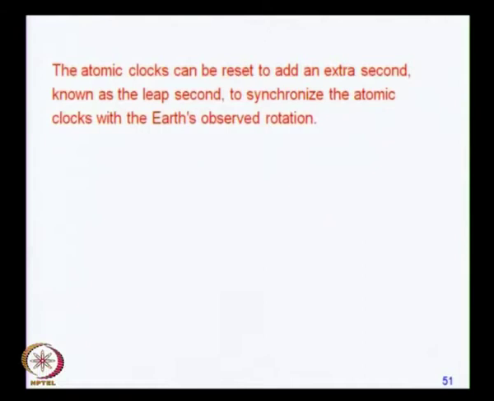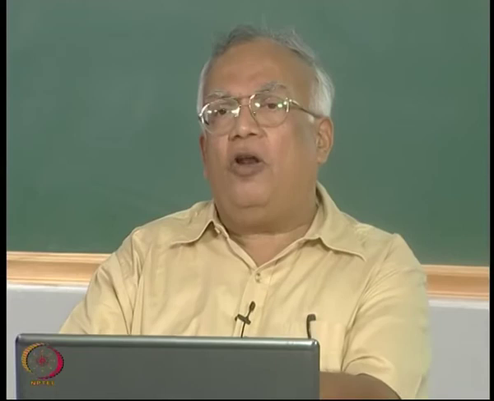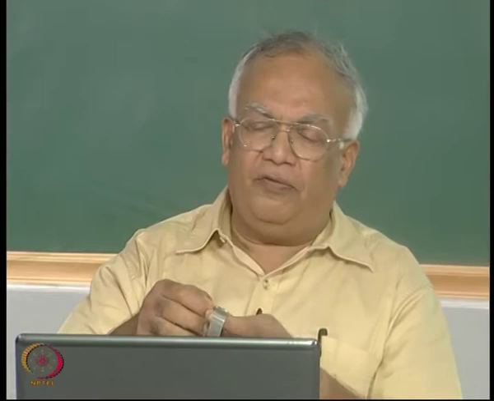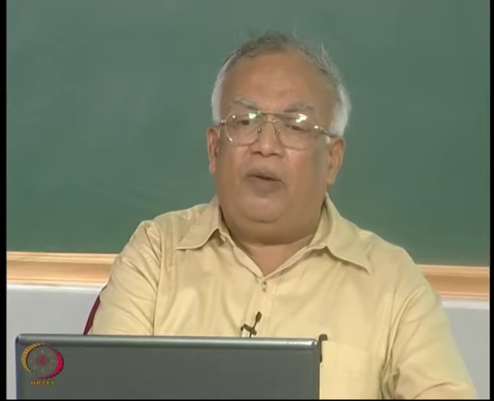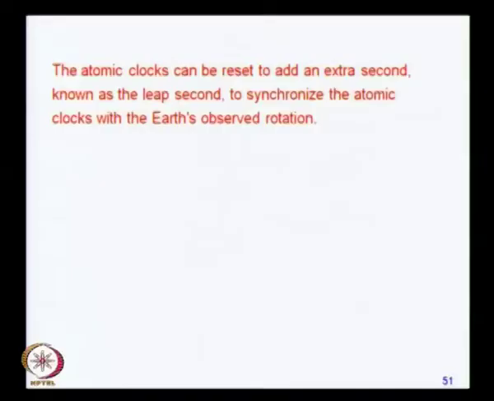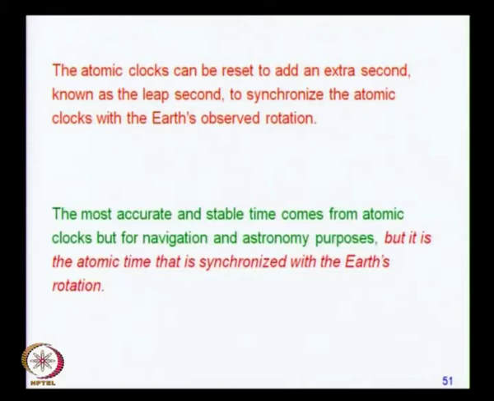Now, what you can do as scientists and engineers, you can reprogram the atomic clock and reset it. Just the way you can take your clock and reset it whenever you think that it has gone fast or slow, you can reset the atomic clock so that it synchronizes the atomic clock time with the Earth's observed rotation time. Now, obviously, the atomic clock is the primary standard, but it is this that you reset so that it synchronizes with the Earth's rotation time, because it would be very difficult to do the opposite, right?